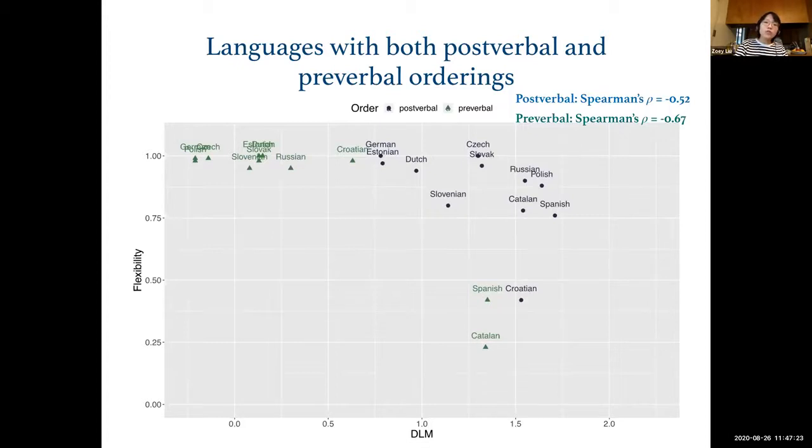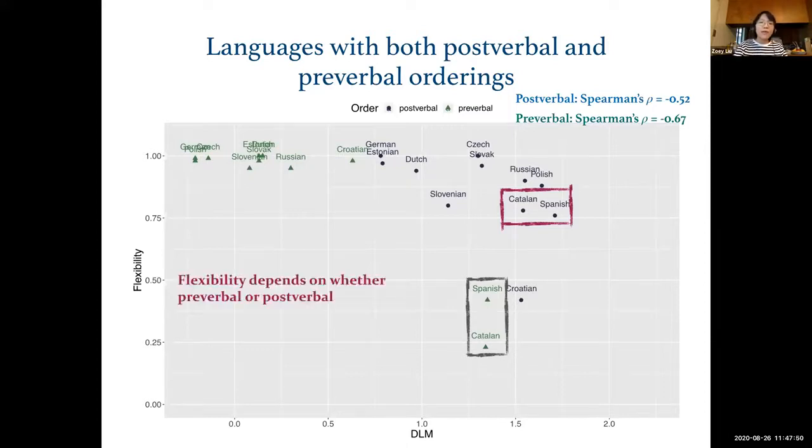And I want to draw your attention to two languages in particular here as well, which are Catalan and Spanish. In the post-verbal domains, these two languages are quite flexible, whereas we see the opposite patterns when we're talking about the pre-verbal domains of these two languages. So this refers back to the initial point that I made, which is that flexibility depends on the particular syntactic construction, as well as the particular context that we're looking at.